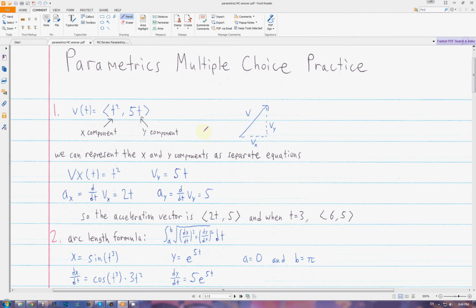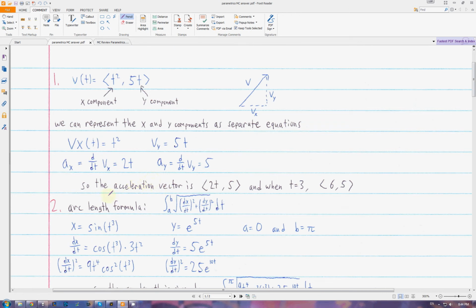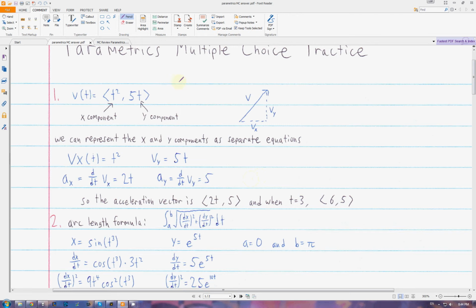So to find the acceleration vector, we just differentiate the components separately. So the x component of acceleration will be the derivative of t squared, which is just 2t. And then the y component of acceleration will be the derivative of 5t. So the acceleration vector is 2t, comma 5, and then it asks for the vector when t is 3, so that's just 6, comma 5.